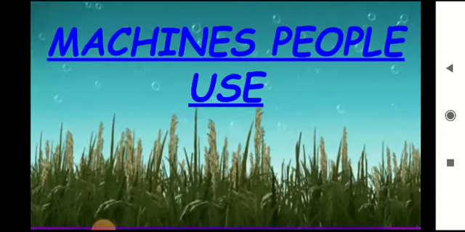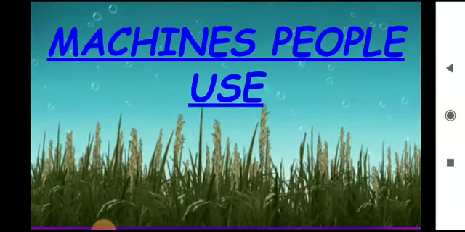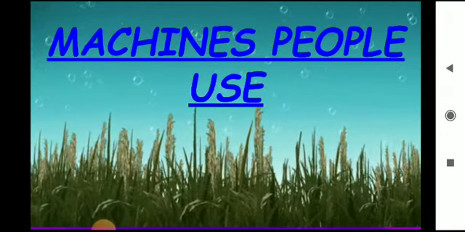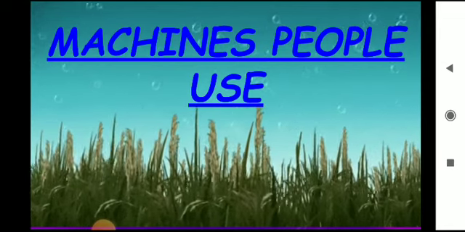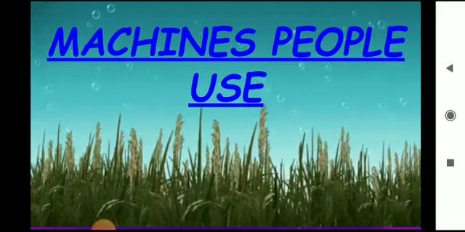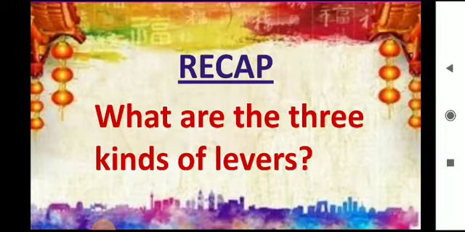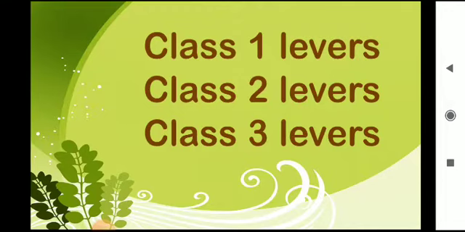In our last class, we had already discussed the lever and the classes of levers, right? Do you know what is a lever? A lever is a simple machine that is used for lifting heavy objects. And what are the three kinds of levers? Three kinds of levers are class 1 lever, class 2 lever and class 3 lever.